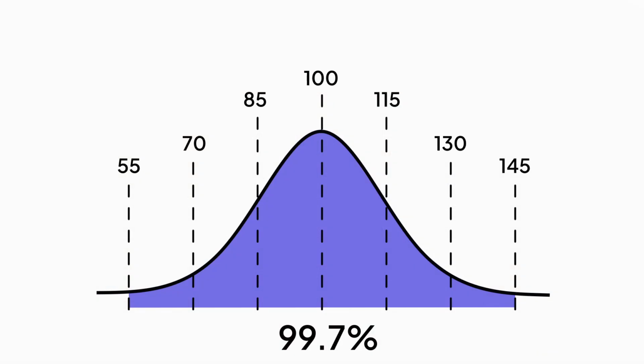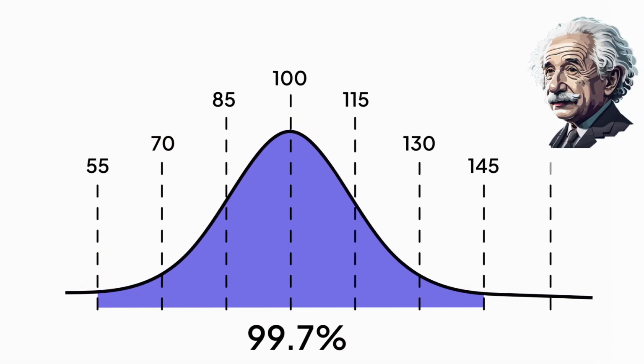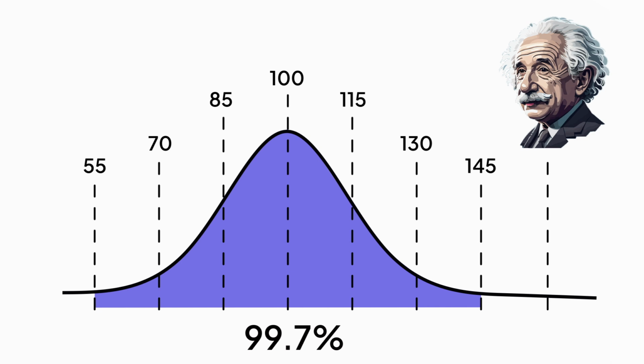Another reason that a high standard deviation is interesting is that it helps identify outliers. If we go back to our IQ example, we can see that Albert Einstein's IQ was estimated at 160, which placed him at 4 standard deviations above the mean. This means he had a higher IQ than 99.997% of the population.